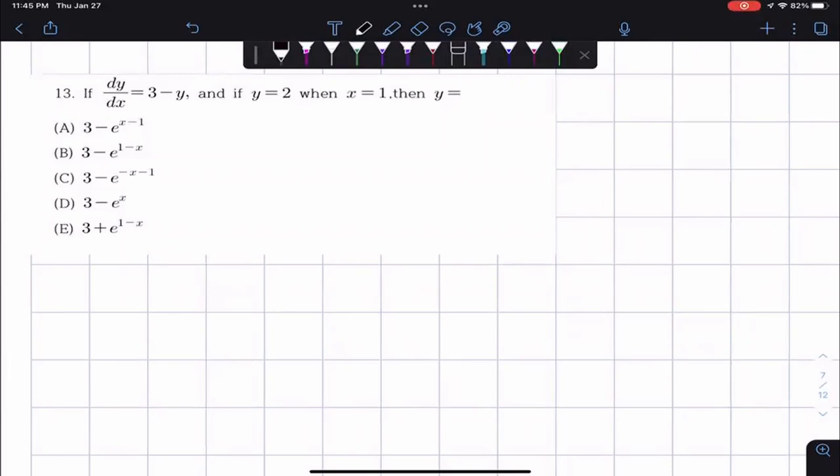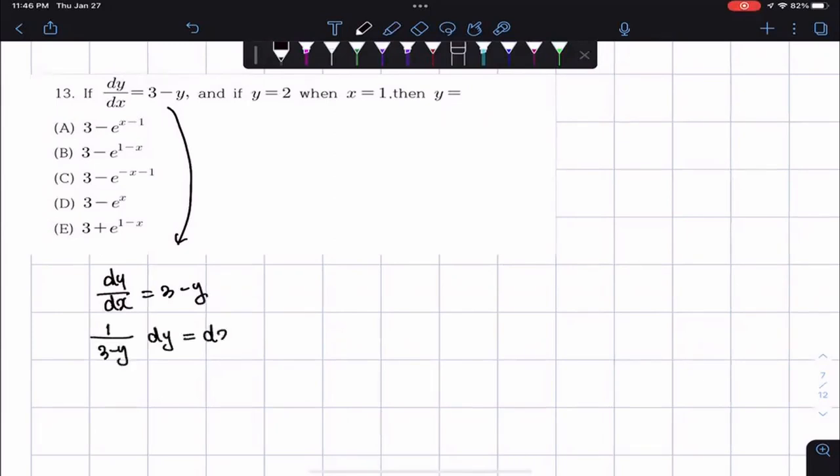Look at problem 30. If dy over dx equals 3 minus y, and if y equals 2 when x equals 1, then you should find the y function. Let's apply the separable method. This is dy over dx equals 3 minus y. Separate these variables: 1 over 3 minus y dy equals dx. The initial point is x equals 1, y equals 2.